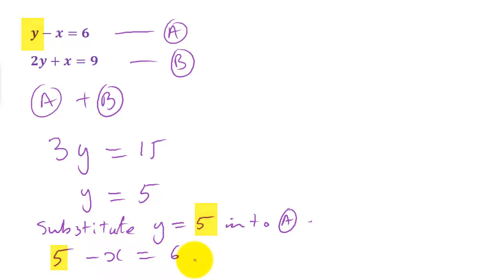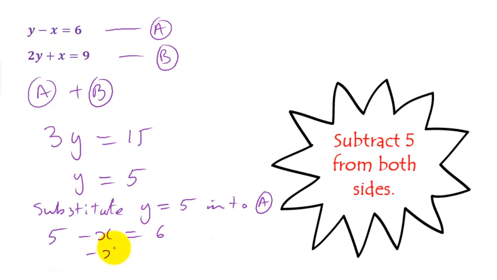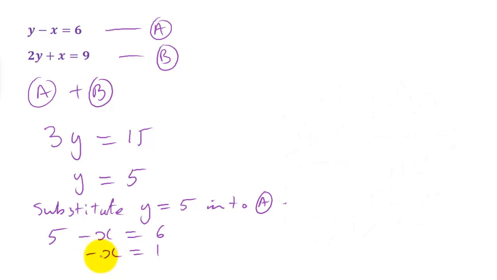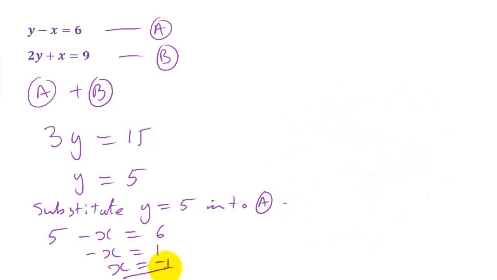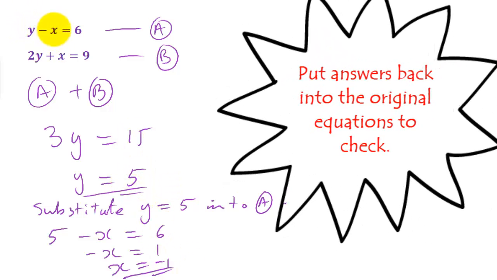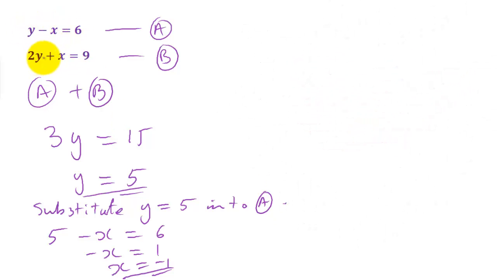So take away 5 from both sides, and we get minus x equals 1. So if we change the sign on both sides, i.e. times by minus 1, or flip them round, whichever way you like to think about it, we can see that x equals minus 1. And here are our two answers. And once again, you can put them back in to check. 5 minus minus 1, that gives me a plus, so 6. 2 times 5 is 10, minus 1 gives me 9, and it works.